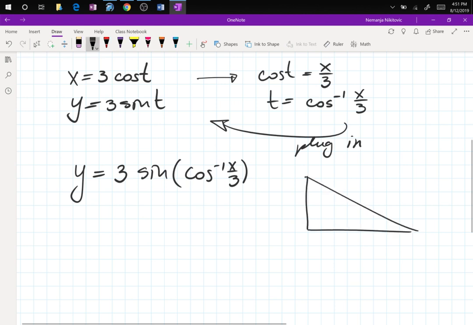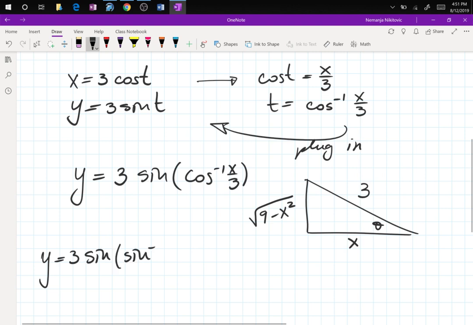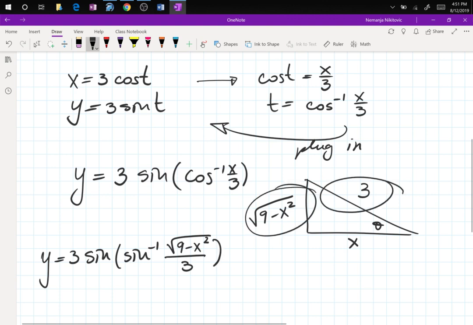So to that effect, let's draw the triangle here, put a theta in there, and cosine is adjacent over hypotenuse, which makes this side square root of 9 minus x squared if you use the Pythagorean theorem. So now you will write sine instead of cosine. So cosine is x over 3. Sine will be square root of 9 minus x squared over 3 because it's opposite over hypotenuse.